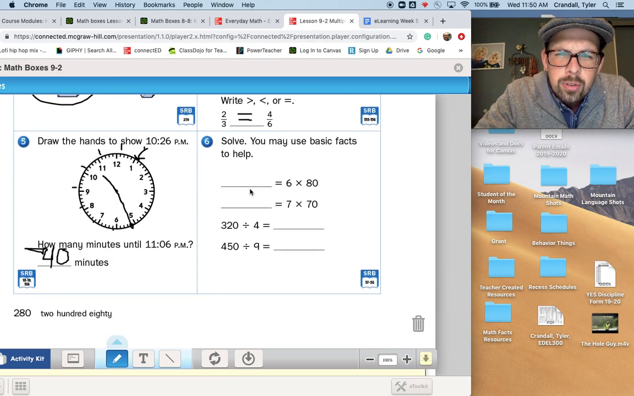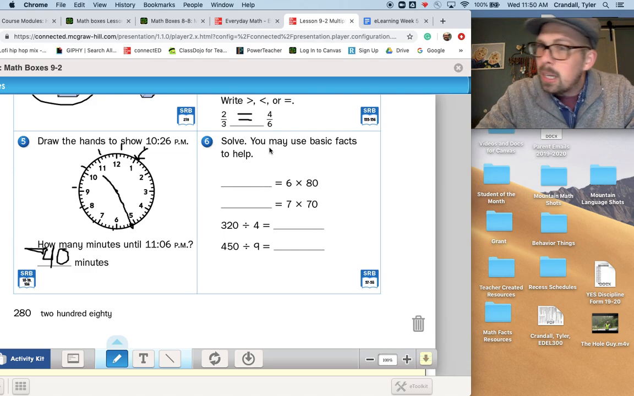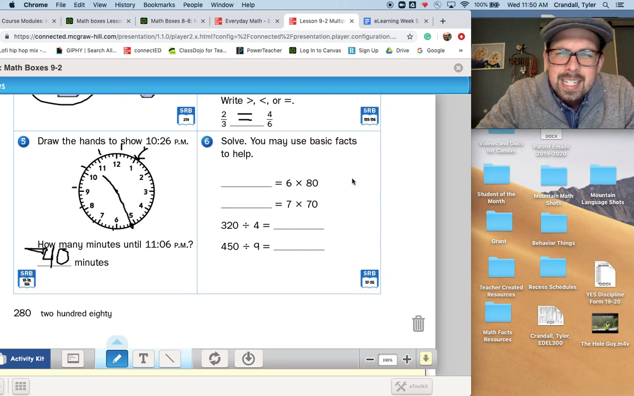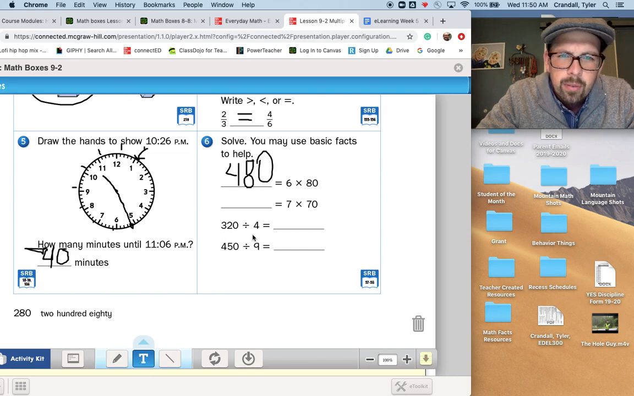Here it says solve. You may use basic math facts to help. I think I shall. 6 times 80 looks a lot like 6 times 8. And 6 times 8 I know is 48. And so 6 times 80 would be 10 times larger. And that would get us to 480. I think I might switch to typing for these.